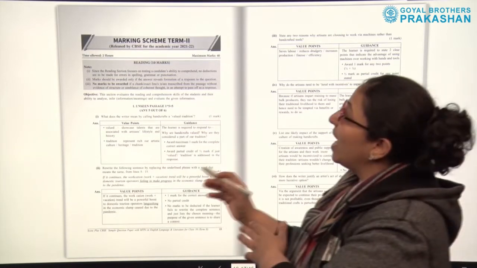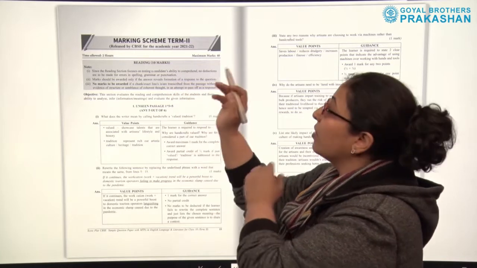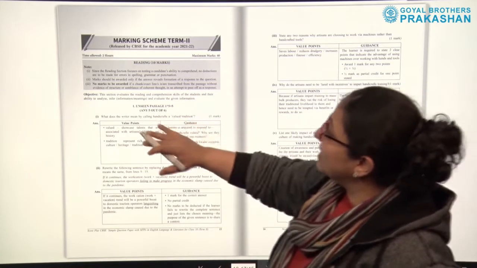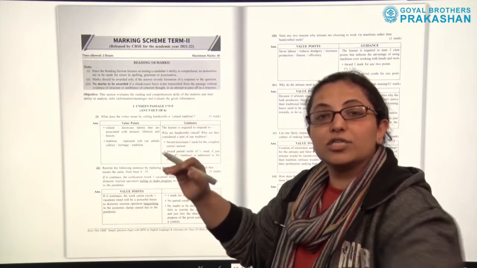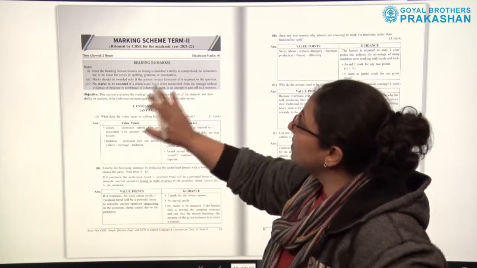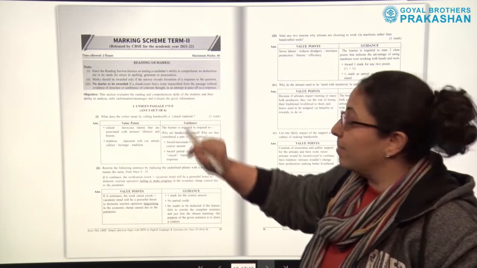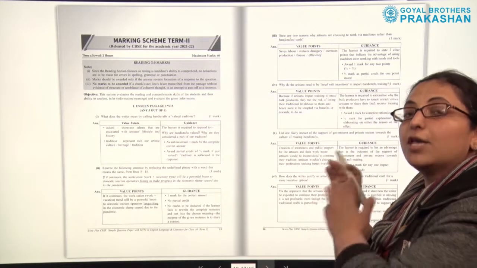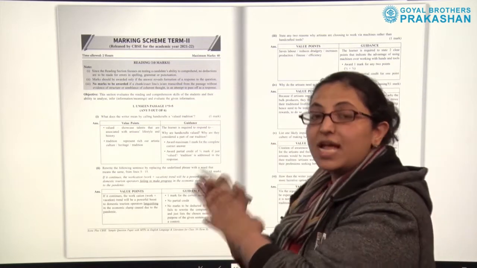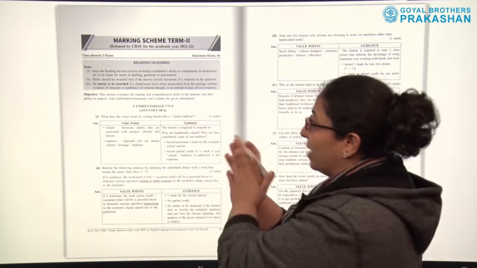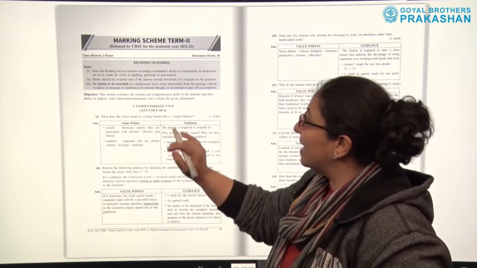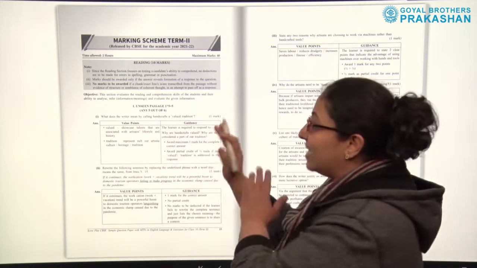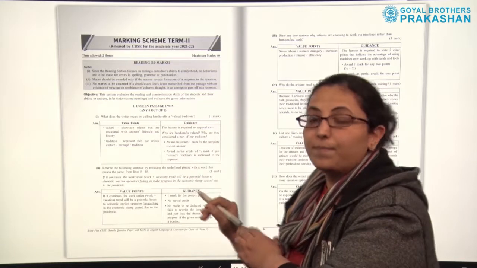After this, we have the marking scheme for term 2, which is again released by the CBSE. You can see how many marks are allotted to each section. The reading has 10 marks and various points are given, how many marks are given to each section and segment. For example, for the unseen passage it is 1 mark each, and the value points and the guidance are given along.